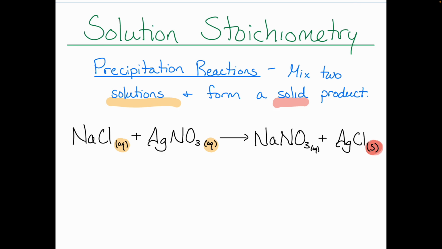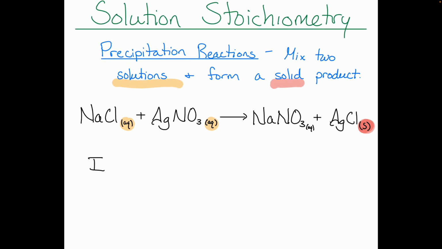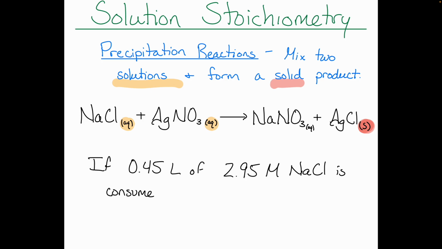All right. So now we have this reaction. Now let's do some stoichiometry with it, some quantitative stoichiometry here. We're going to say if 0.45 liters of 2.95 molar NaCl is consumed, how many grams of that silver chloride are formed?